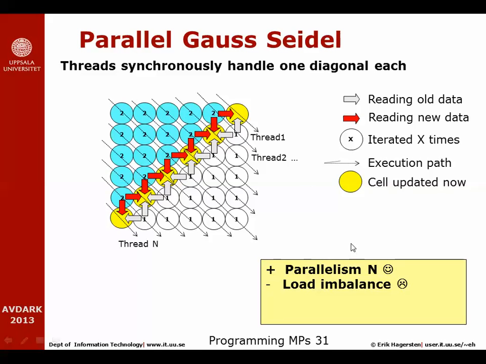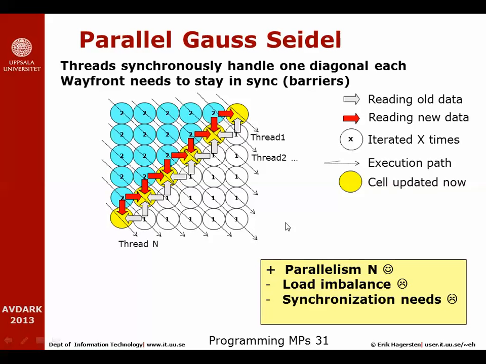Drawback, we have a pretty bad load imbalance. Thread number 1 and thread number n will only have one cell to update in their life, while the thread in the middle, the thread n/2, will have most work of all these threads. It's also a large synchronization need, since we have to make sure that all this wavefront is propagating synchronously with each other, so we can obey all the data dependencies.